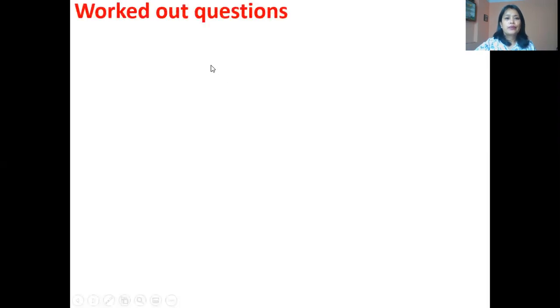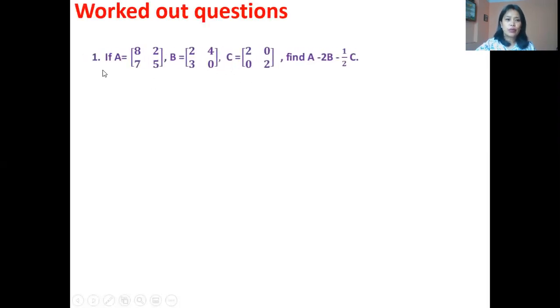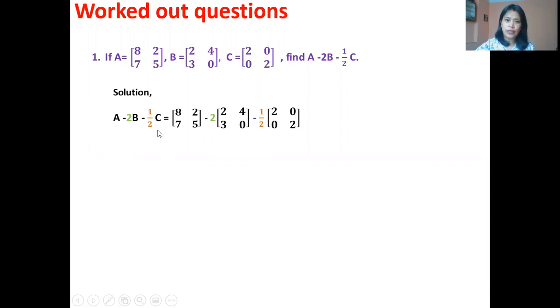To make these topics clear, let's do a few numerical examples here. Workout questions are here. Question number 1. If 3 matrices are given, A, B and C, find A minus 2B minus half of C. So we will solve it here. Solution. We have to find this part, A minus 2B minus half C.